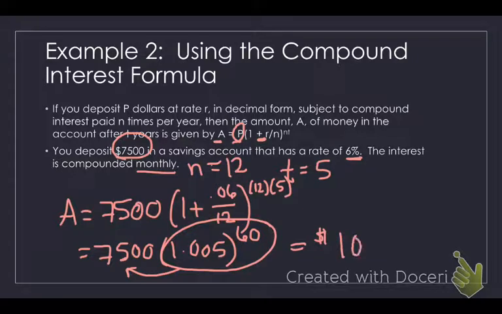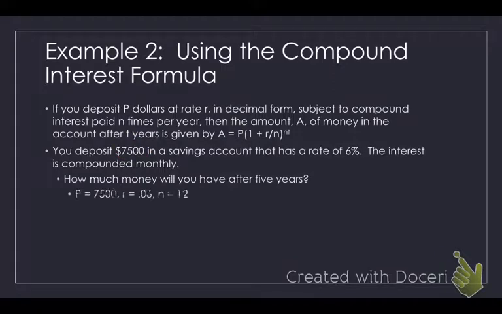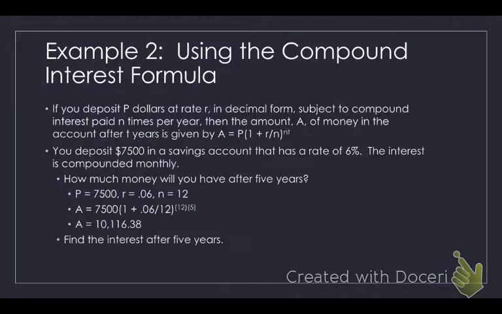Okay, and you should get $10,116.38. So that's a bit of money. That's pretty cool. Alright, let's see if we got it right. We sure did. And then to find the interest that you made after that 5 years, you take the amount that you have, your future value, subtract your original investment of $7,500, and you made $2,616.38, even better.